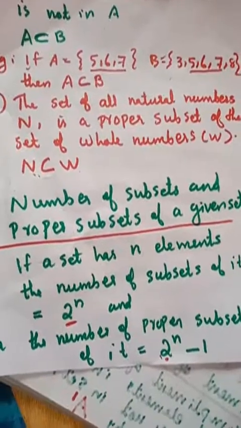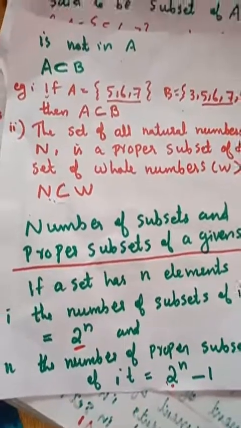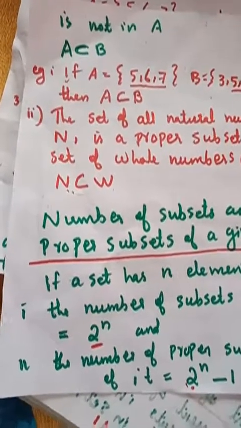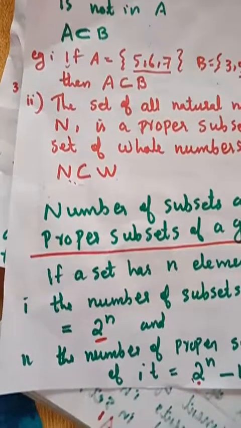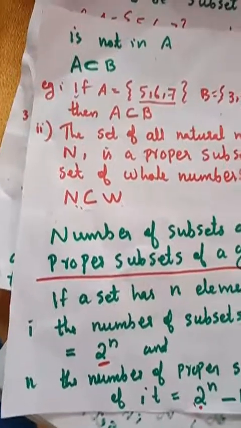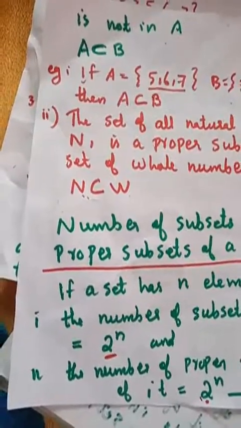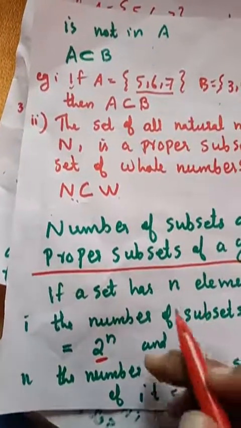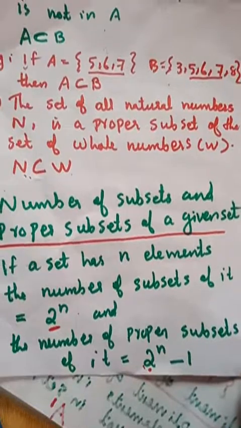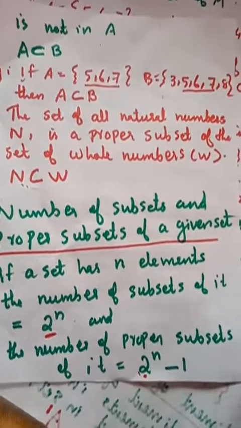If a set contains n elements, then its number of subsets is 2 raised to n. Okay, and the number of proper subsets is one less than the number of subsets, that is 2 raised to n minus 1. Okay.